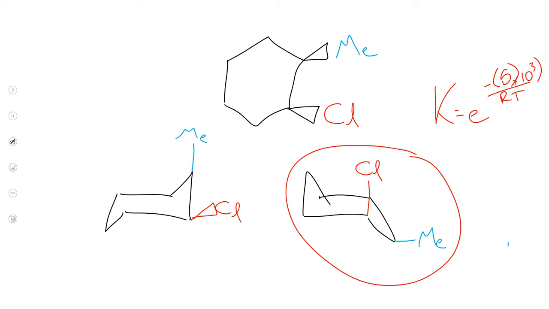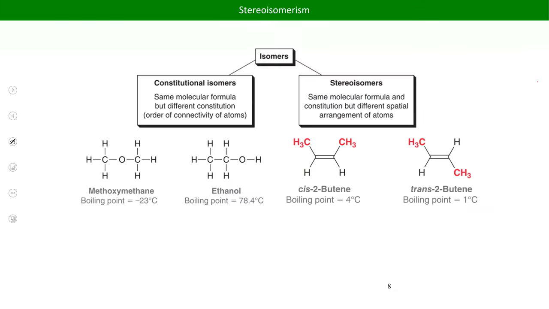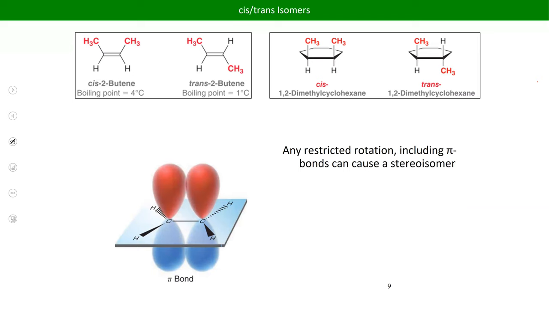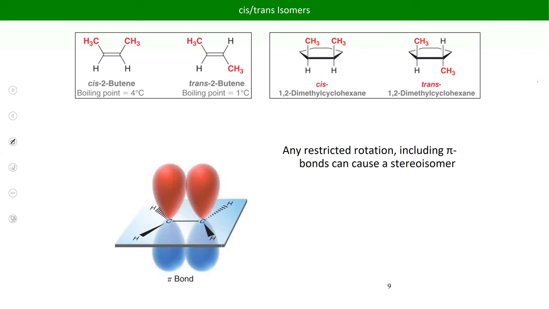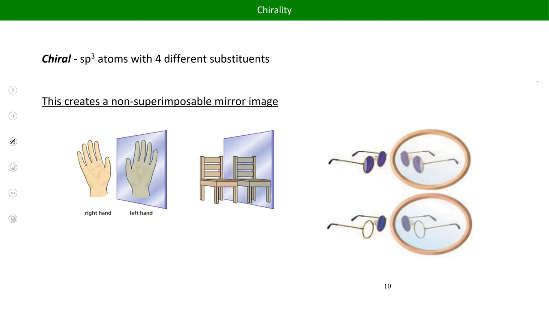All right. The next thing we're going to look at, so here's more about cis versus trans. We talked about those. The next thing we're going to start talking about is the other type of stereoisomers, which are called chiral stereoisomers.